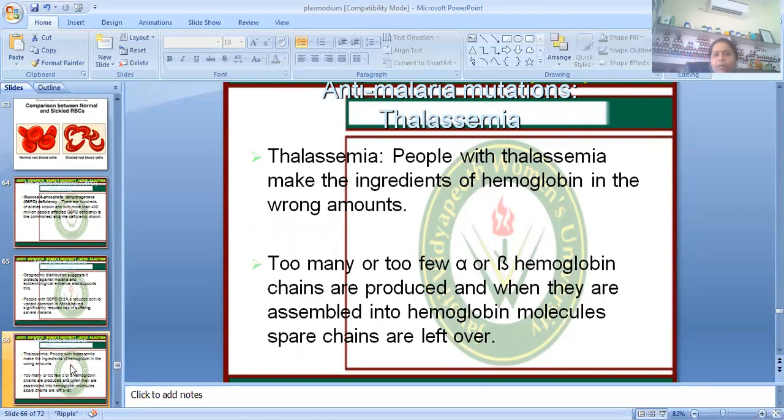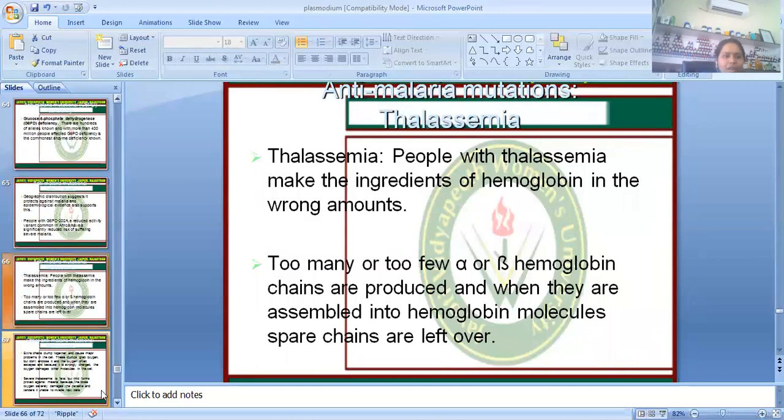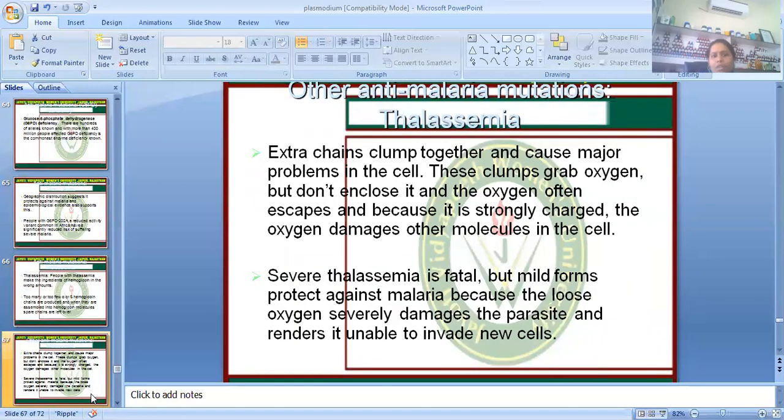People with thalassemia make the ingredients of hemoglobin in the wrong amounts, and too many or too few alpha and beta hemoglobin chains are produced, and when they are assembled into the hemoglobin molecules, some chains are left over. Extra chains clump together and cause a major problem in the cell. These clumps grab the oxygen, don't enclose it, and the oxygen often escapes, and because it is strongly charged, the oxygen damages other molecules in the cell.